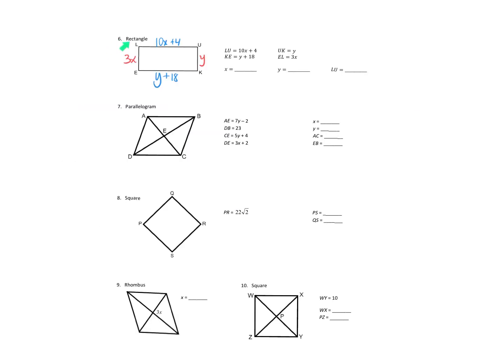Number 6, it's a rectangle. And they give us these. So label your picture, man. Label those expressions for sides EL, UK, etc. Now, if it's a rectangle, these opposite sides have to be congruent. So the blue equals the blue, and the red equals the red. Let's write that down. The blue is equal to the blue, and the red is equal to the red.